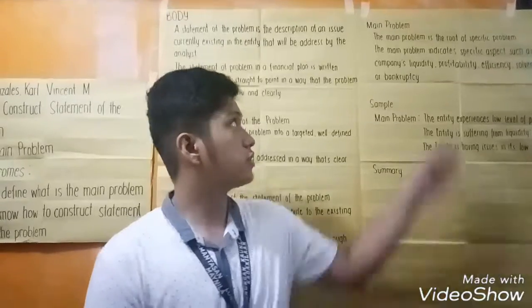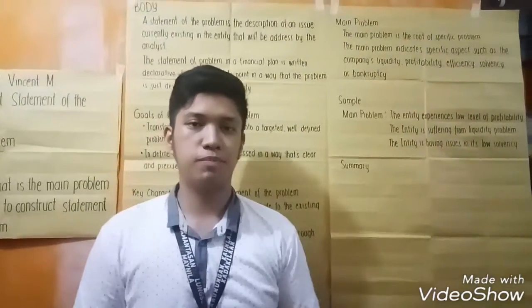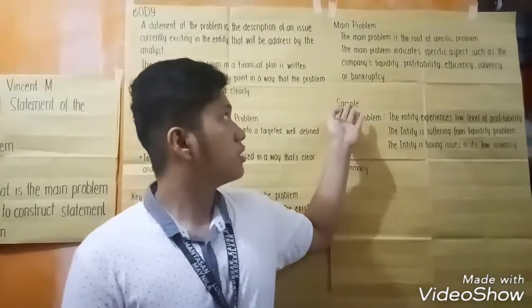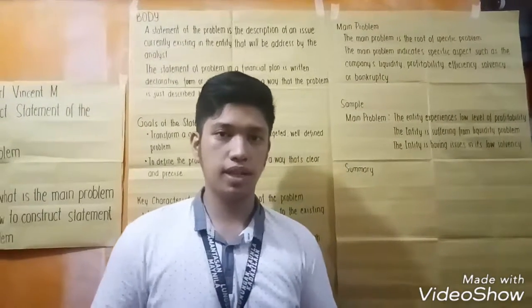Let us now move on to the main problem. Main problem is simply the root of the specific problems or the symptoms. It is the general problem that the entity is currently facing. The main problem indicates specific aspects such as the company's liquidity, profitability, solvency, efficiency, or even bankruptcy.